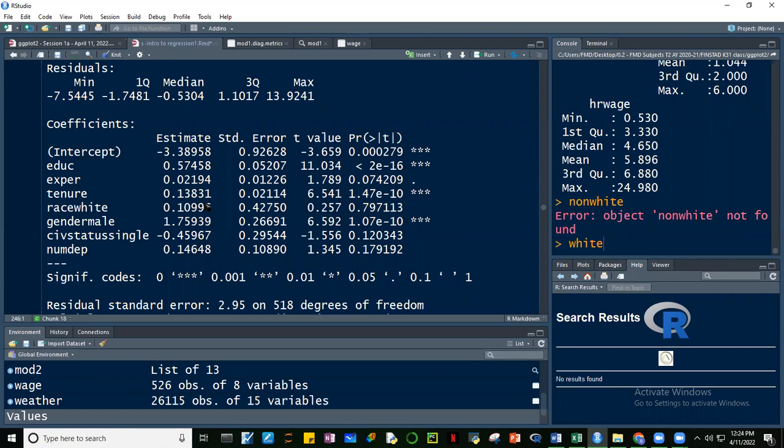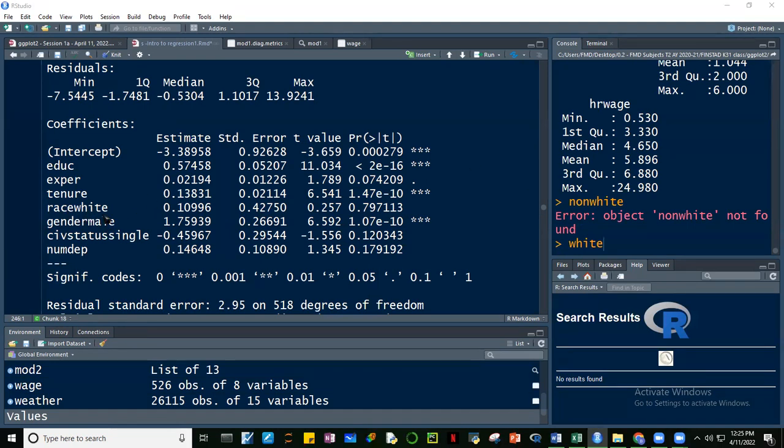Okay? Would the benchmark be non-white, sir? Yes, oo. Ang benchmark natin dyan yung non-white. So how do we read this? On the average, white employees receive $0.10096 more than their non-white counterparts. So you're comparing si white with the non-white. Okay, that's what's happening here.